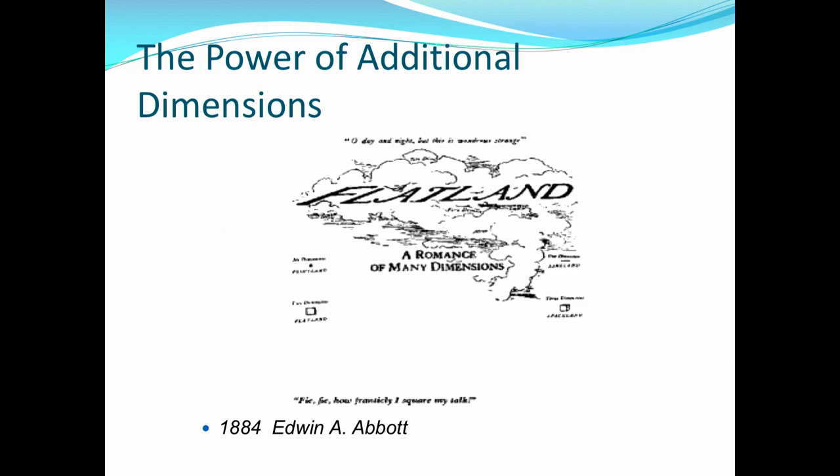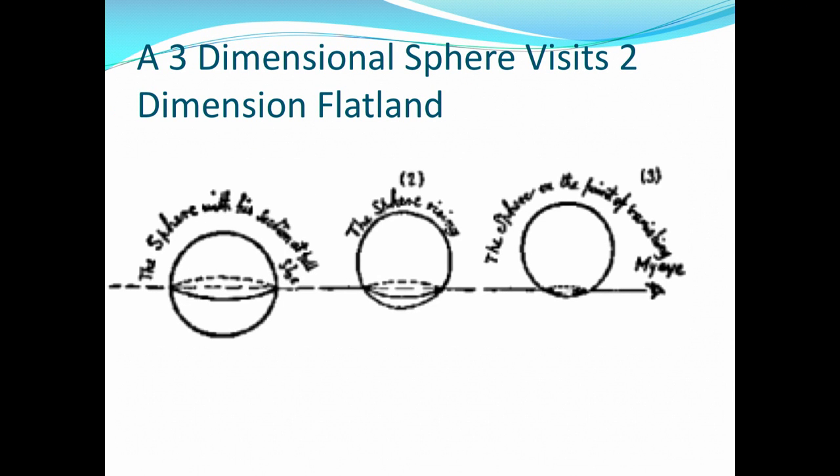Additional dimensions have proven to be quite useful in the past. Edwin Abbott has a lovely book, and I urge everyone to read Flatland if you haven't read it. It really illustrates how anomalies can be resolved when you have additional dimensions. In this world, a sphere passes through the two-dimensional Flatland, creating a line which gets larger, larger, larger, smaller, smaller, smaller, mystifying the square until he understands that there is another dimension.